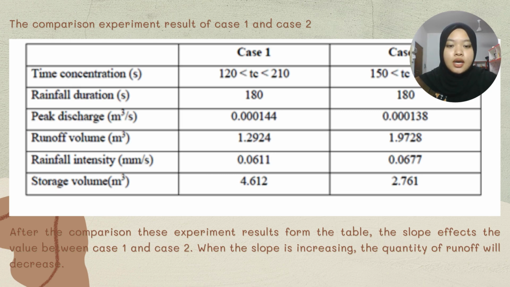Runoff volume is 1.2924 for case 1 and 1.9728 for case 2. Rainfall intensity is 0.0611 for case 1 and 0.0677 for case 2. The storage volume for case 1 is 4.612 and case 2 is 2.761. After comparing the experimental results from the table, the slope affects the value between case 1 and case 2. When the slope is increasing, the quantity of runoff will decrease.